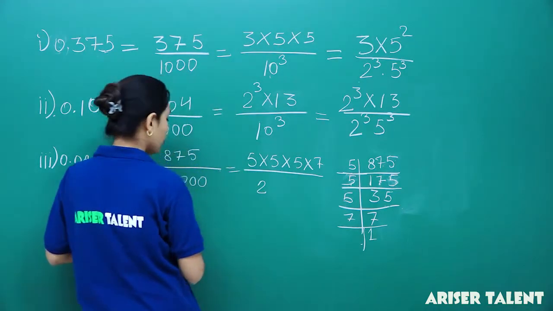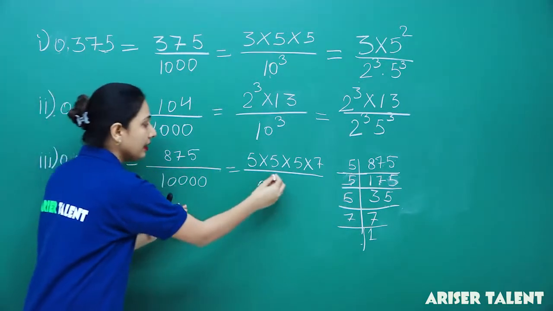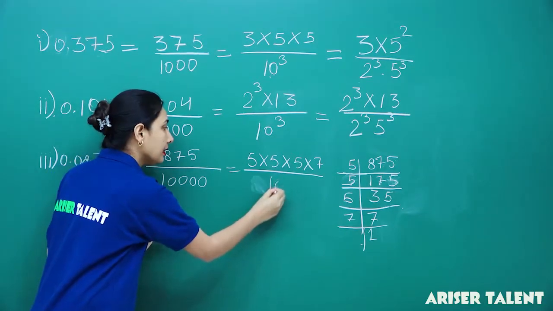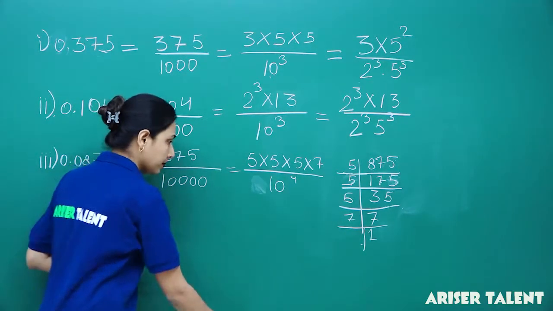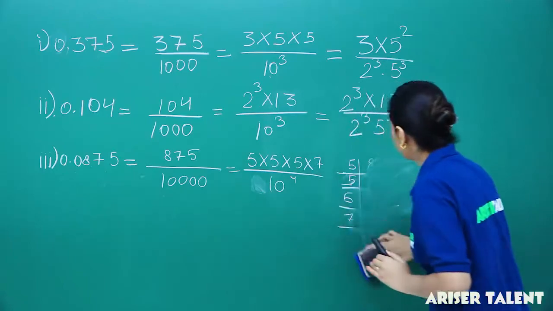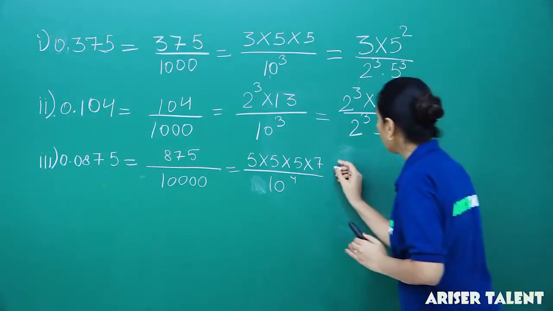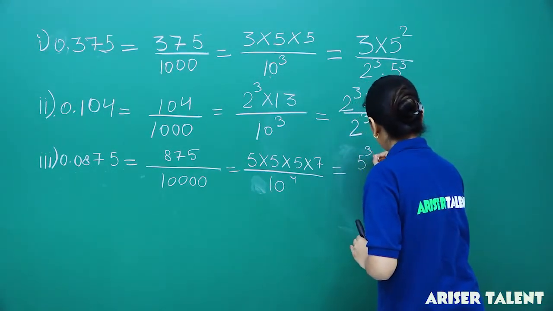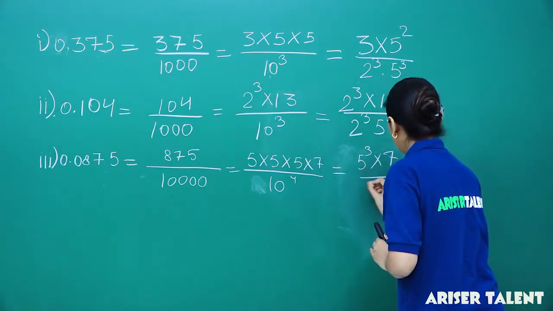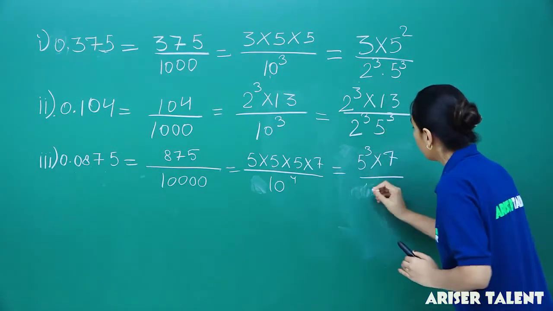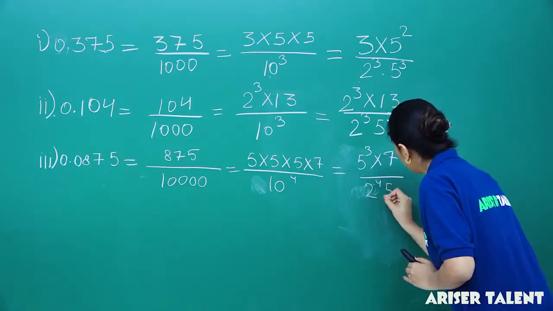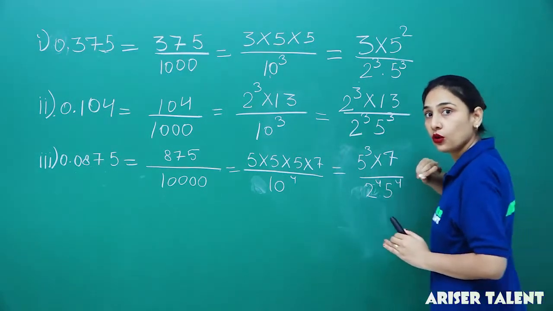Here, directly we can write the denominator as 10 to the power 4, and we can rewrite it in the form 5 raised to power 3 multiplied by 7 over 2 raised to power 4 and 5 raised to power 4, okay.